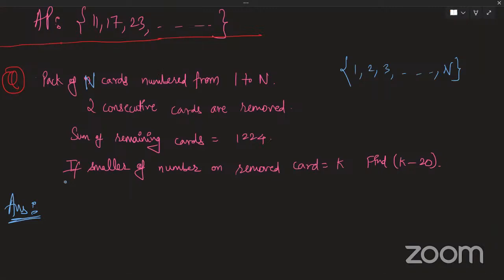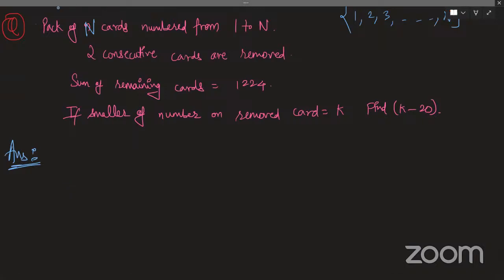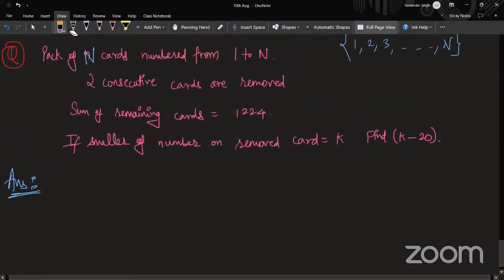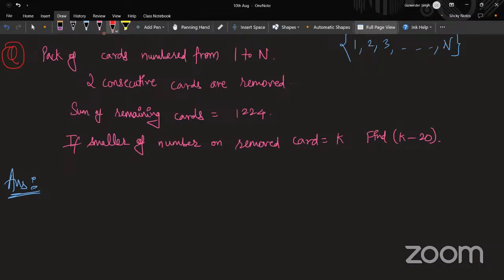So what is happening is that I remove two consecutive numbered cards, and the sum of the numbers on the remaining cards is 1224. So I am asking you, what is the smaller of the numbers that I have removed from the cards? What are the two numbers, and which is the smaller number that I have removed? Fine. Everyone got the question? Yes, sir.